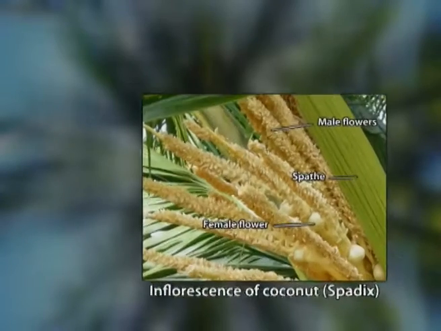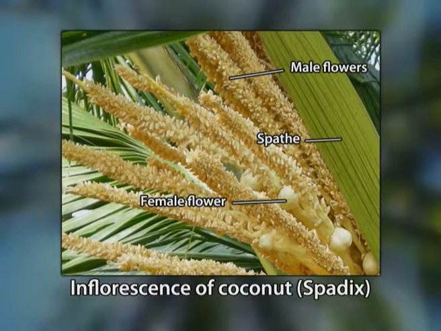Fourth, the inflorescence. The inflorescence present in coconut is called a spadix, which is borne singly in the axil of each leaf. The inflorescence develops within a strong, tough, pointed double sheath called a spathe. When the spathe is fully grown, the entire structure is collectively called a spadix.